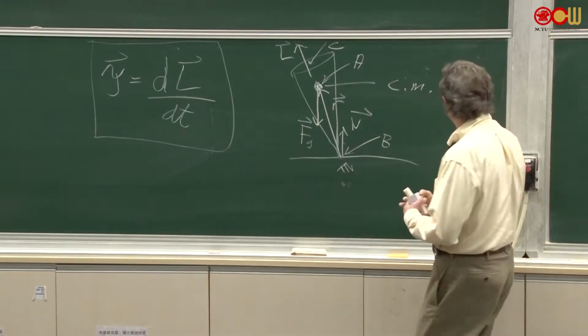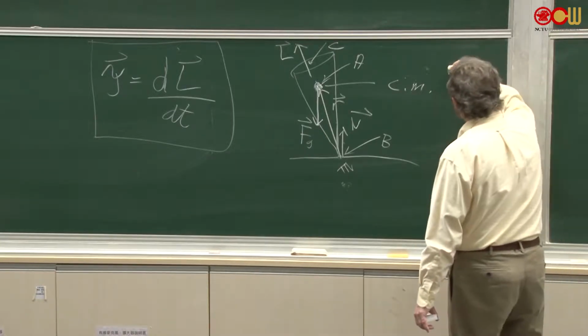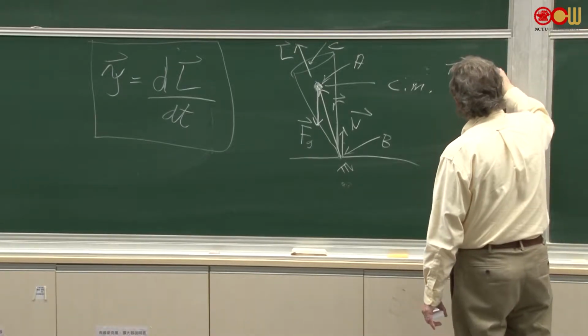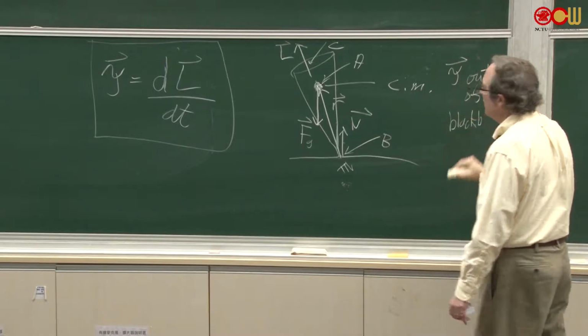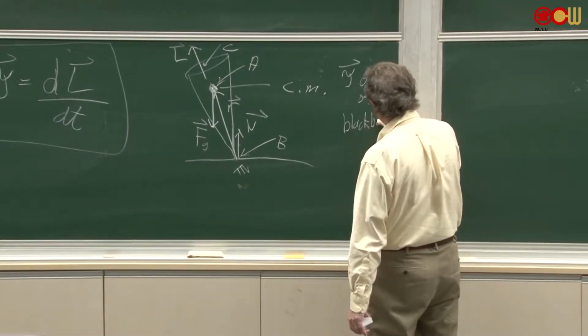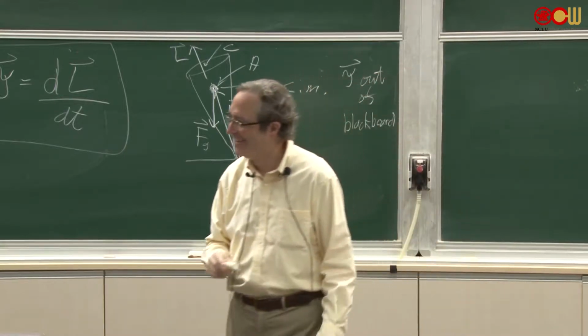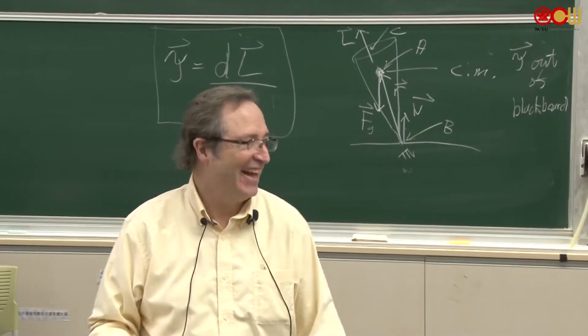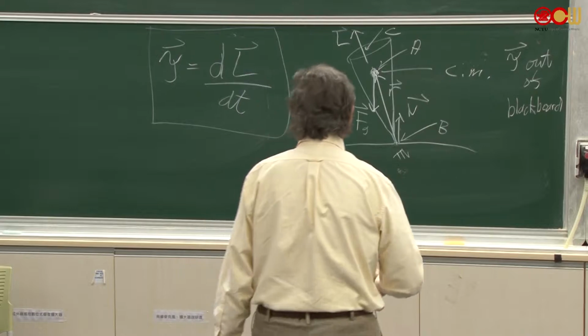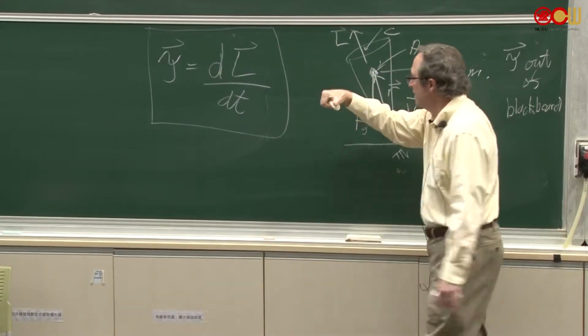So let's write that down. Tau out of blackboard, even though it's not black. But nobody calls it a green board. Okay. So there's a torque out of the blackboard.